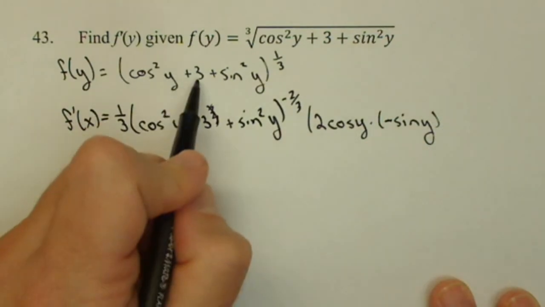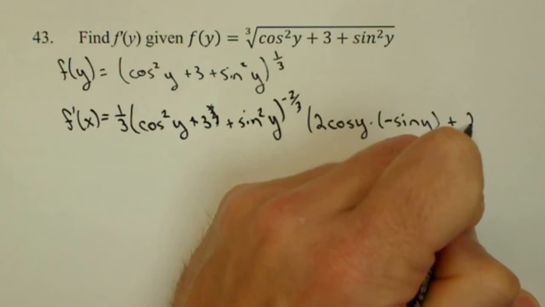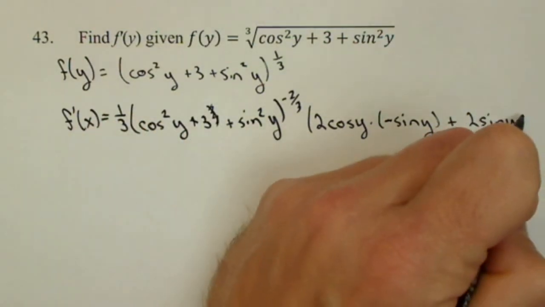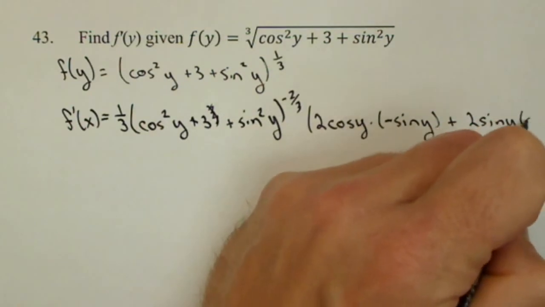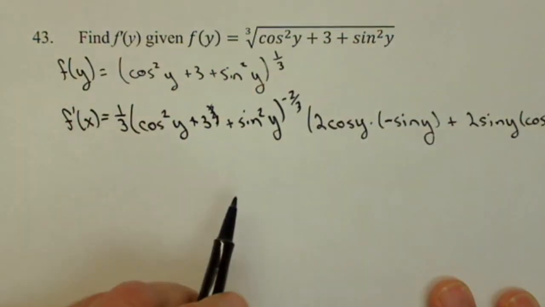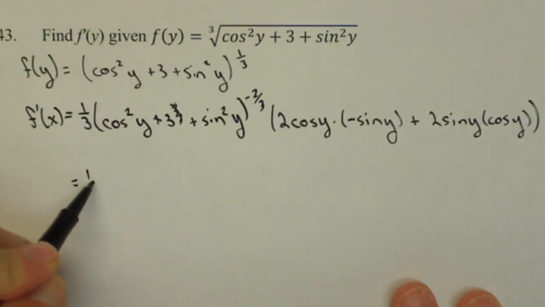Derivative of 3 is 0. This is also a chain rule, so plus 2 sine y, derivative of sine y is cosine, and there's our derivative. So let's see what happens here.